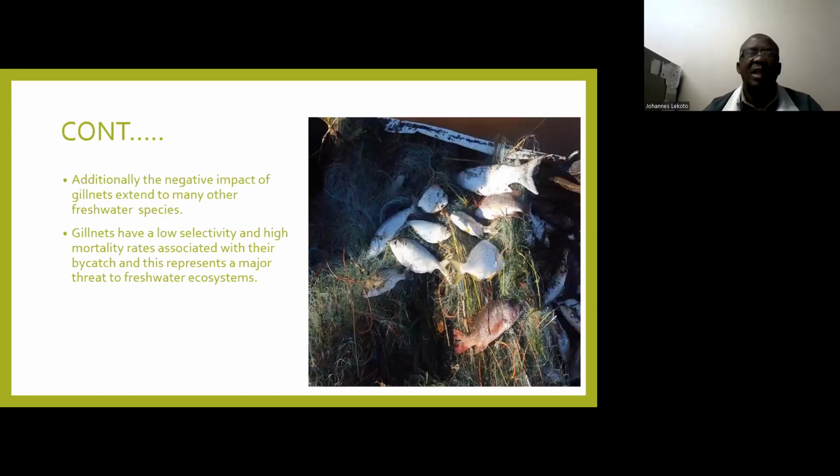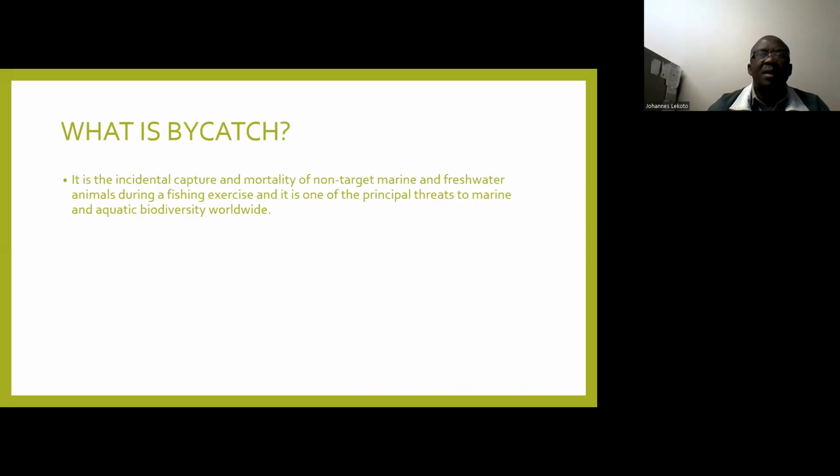I'll move to another slide, which is a continuation of the previous one. Additionally, the negative impact of gill nets extends to many other freshwater species, because gill nets have a low selectivity and high mortality rates associated with their bycatch, and this represents a major threat to freshwater ecosystems. In the previous slide, I spoke about bycatch.